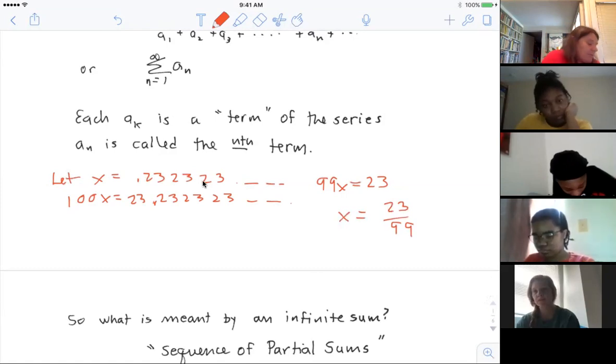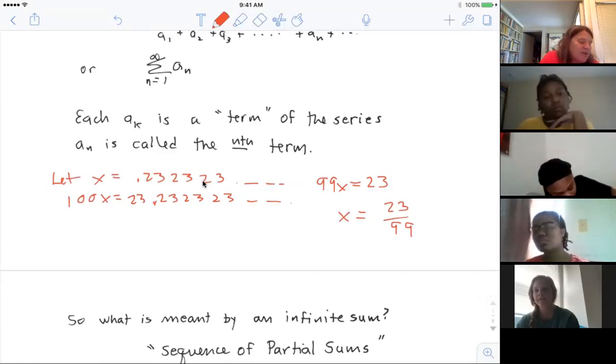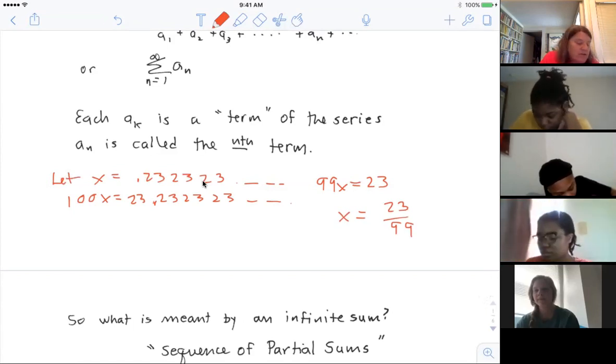If it repeated in blocks of 3, I'd multiply by 1000, get it lined up, subtract. That's what makes a number rational. When you've got a pattern like that, a rational number, remember, is just one number over another number, right? So when you have a pattern like that, you can do that.